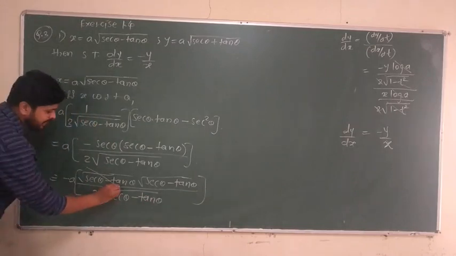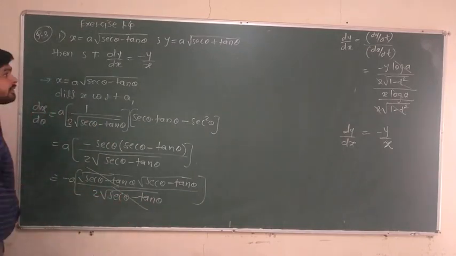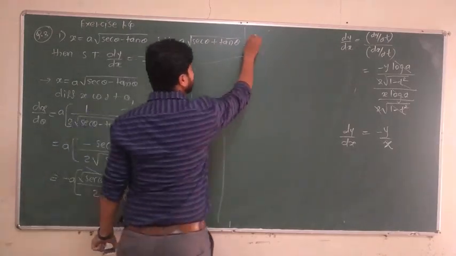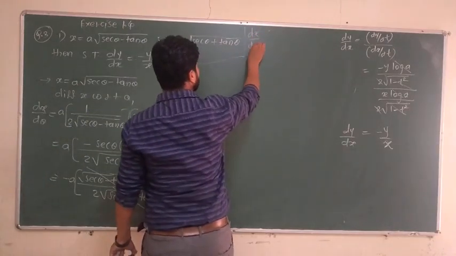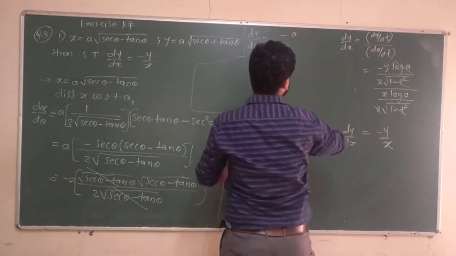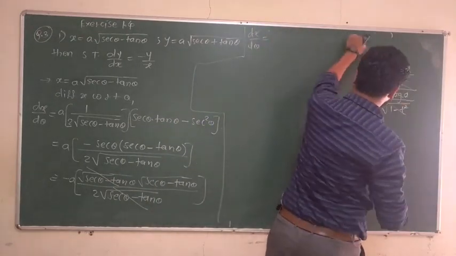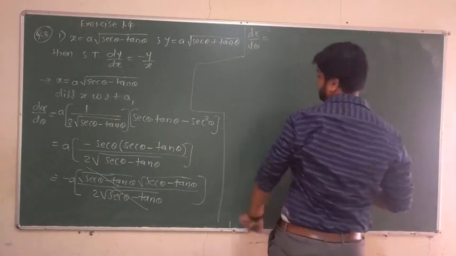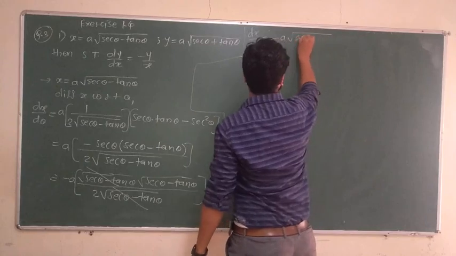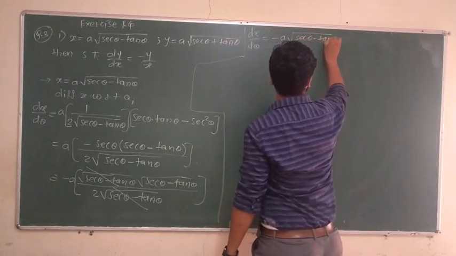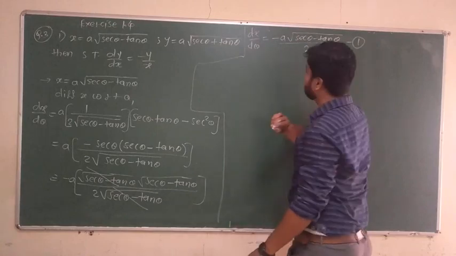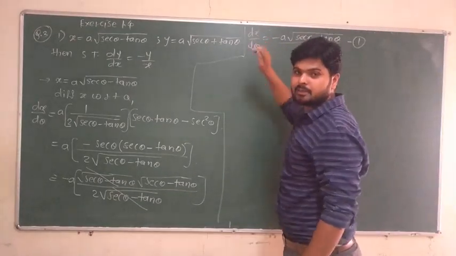So this one root gets cancelled, and the value of dx by d theta is minus a root sec theta minus tan theta upon 2. Call this equation number 1. This is the value of dx by d theta.